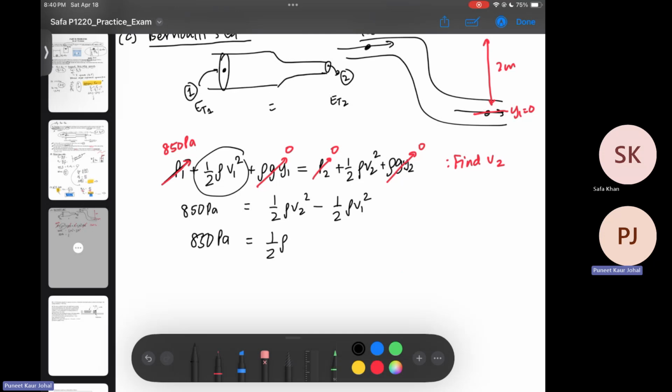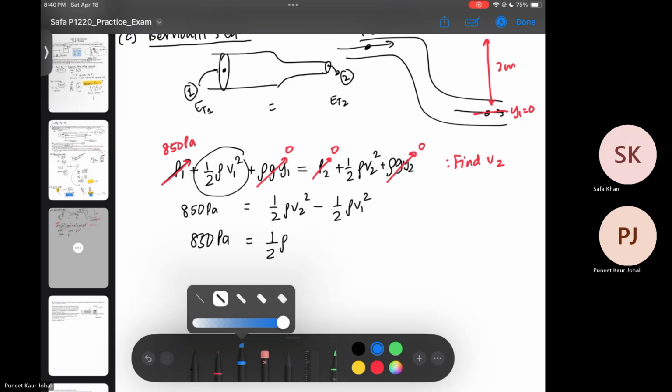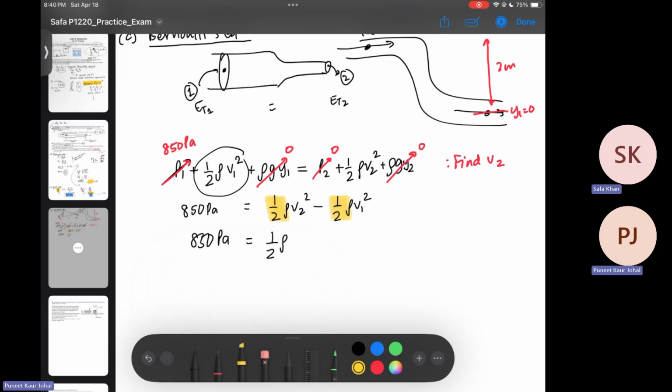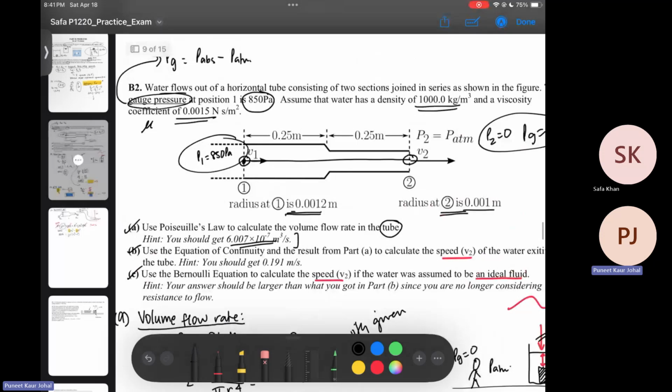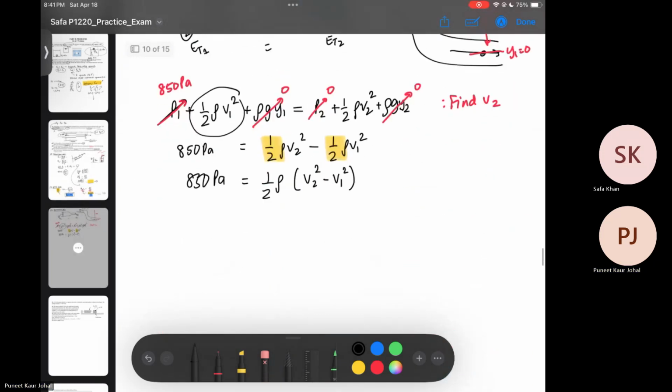you can take the half rho common because this is common in both, so you can just factor it out, and you'll have V2 squared minus V1 squared. We know the density of the fluid. I think it was given to us. Yes, it's just water, so 1,000 kilograms per meter cube. The problem is we don't know both V1 and V2. So I've got to at least find one of them, or maybe try to substitute.